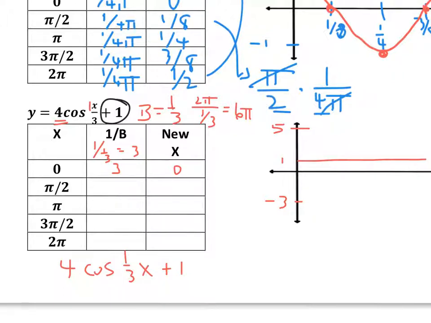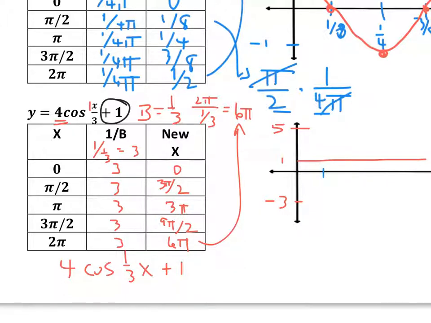Okay? What's pi over 2 times 3? 3 pi over 2. Pi times 3 is 3 pi. 3 pi over 2 times 3 is 9 pi over 2. You're great at this. 2 pi times 3 is 6 pi. And remember, that's where we said we were going to end because that's your period length. So one full cosine curve is going to go from 0 to 6 pi instead of 0 to 2 pi.